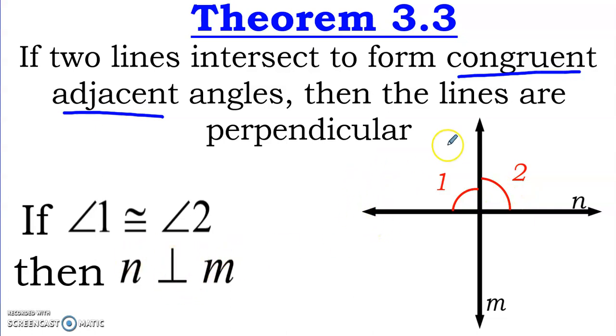Well, why is that true? If these make a straight line and they're the same measure, the only two things that they can be is 90, right? 90 plus 90 equals 180. Those are the only two measures that would be the same that would add up to 180 degrees. Therefore, if they're both 90, we know that the two lines N and M are perpendicular.